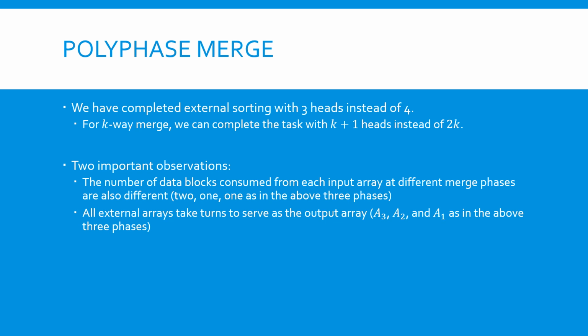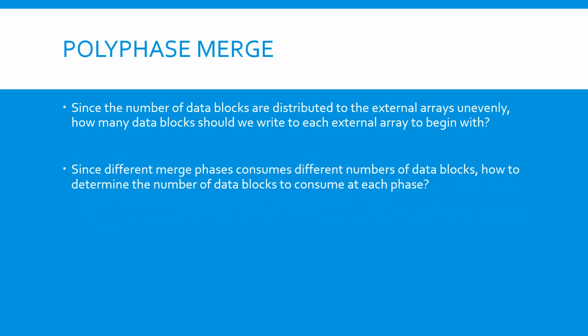Second, the external arrays take turns to serve as the output array. For example, A3, A2, and A1 served as the output array for the 3 merge phases, respectively. At this point, two important questions remain unsolved. First, since the number of data blocks is distributed to the external arrays unevenly, how many data blocks should we write to each external array to begin with? Second, since different merge phases consume different numbers of data blocks, how to determine the number of data blocks to consume at each phase?